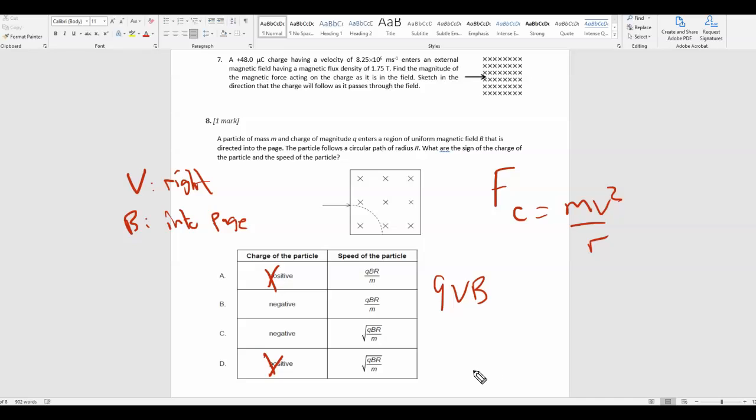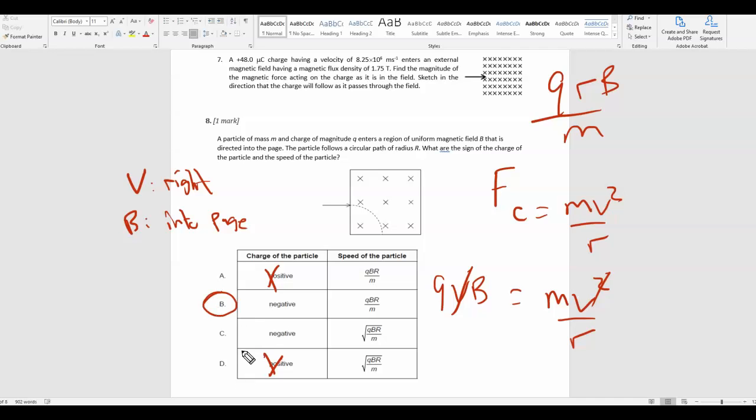But theta here is going to be 90 degrees, and sine of 90 degrees is 1, so I don't even need to write that. The question is asking about the speed. And so if you solve this for V, notice there's a V on both sides, so the V cancels out. Rearrange this equation to get V by itself, and you have Q times R times B divided by M. No square root or anything. Okay, so that means the answer must be B. Okay, so that is question number 8.